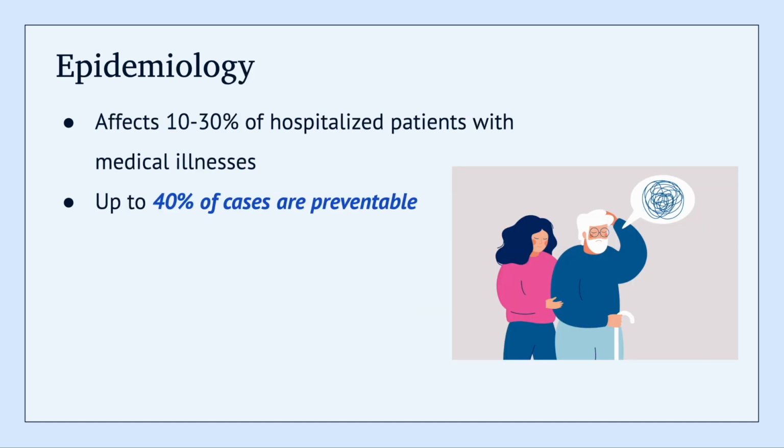If you've spent any time in a hospital, you've probably come to recognize how common delirium is. It affects 10 to 30% of hospitalized patients. What's really important, and why I think it's essential for us to know this information, is that 40% of cases are actually preventable. So there are things that we can do while practicing in the hospital to really help these patients avoid this change in consciousness and ensure that they're receiving the best care possible.